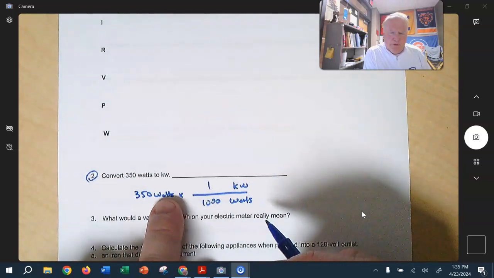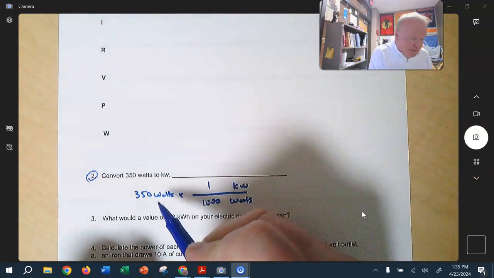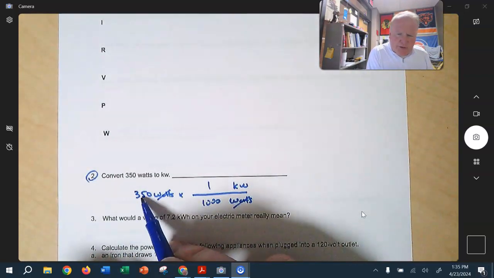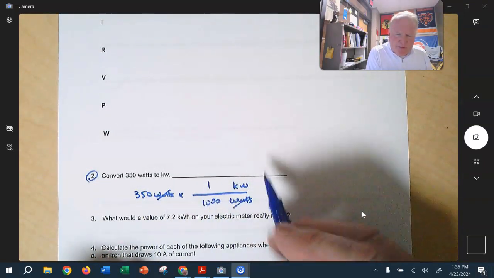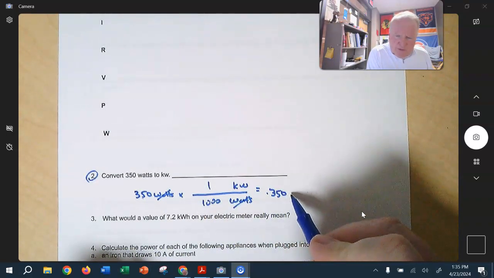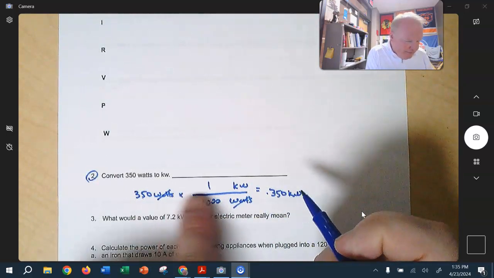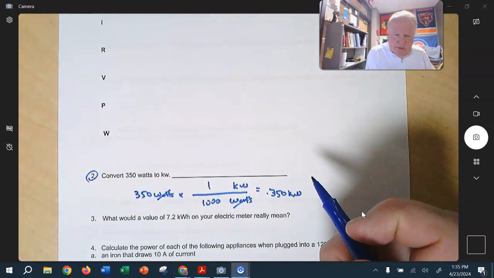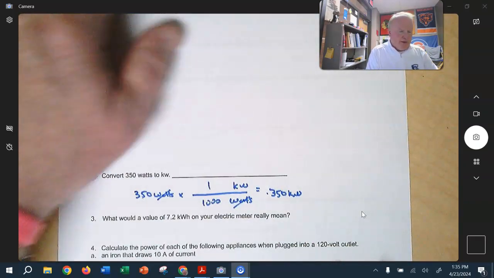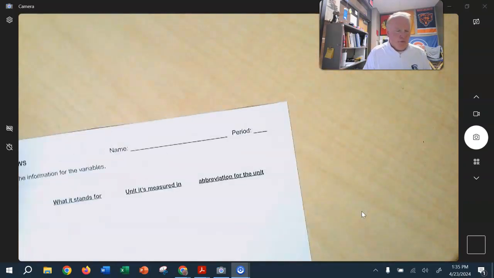Okay, and so you see the watts divided by watts. Well, anything divided by itself crosses out. So that's that. And we just get 350 times 1 divided by 1,000. And we put that in our calculator, we get 0.350 kilowatts, because that's the only thing that's left here is kW. Okay, so that's how we do that problem, and you might have to do that on the test. And so I wanted to make sure that you saw that live.